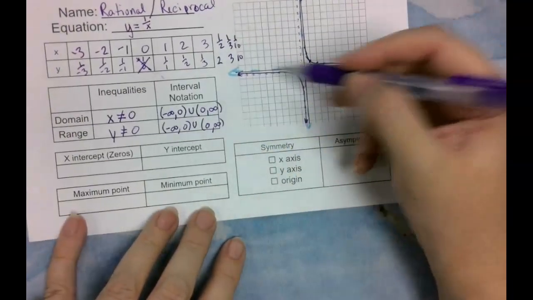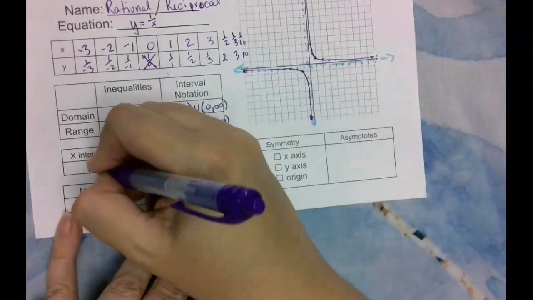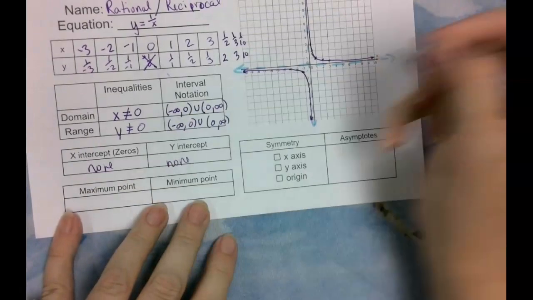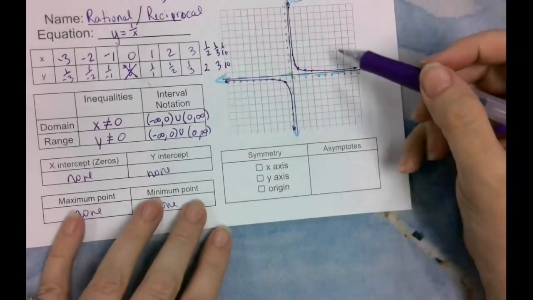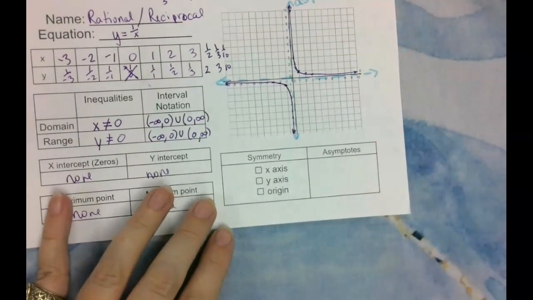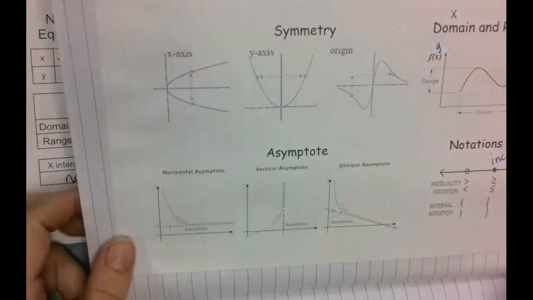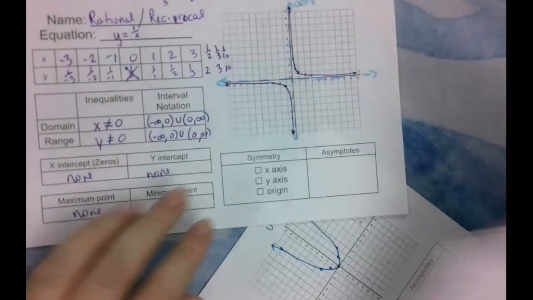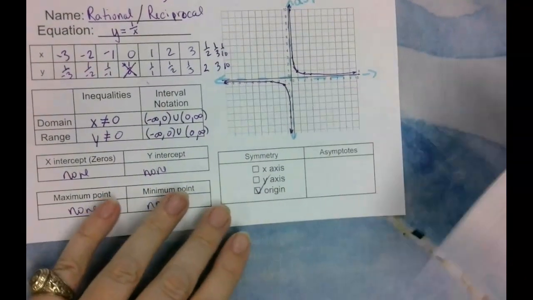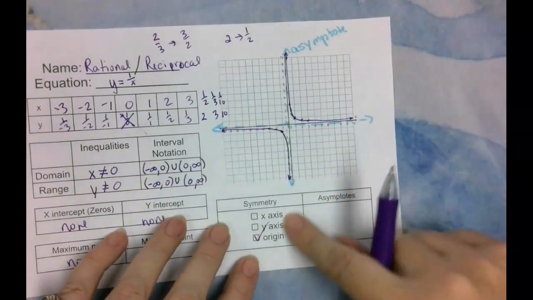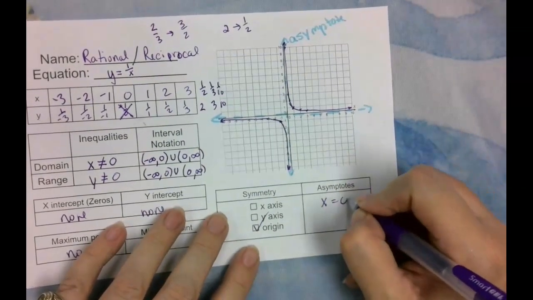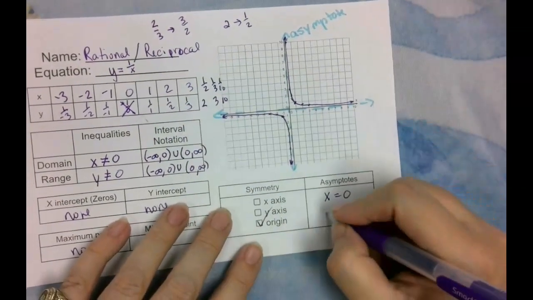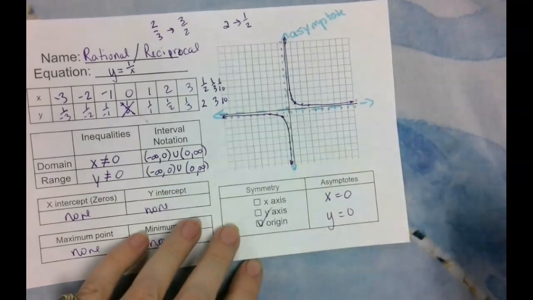All right, my x and y intercepts, there's none. It doesn't cross at all. Maximum and minimum points, it keeps going up and it keeps going down, so none. Symmetry. If we look back at our symmetry, we'll see what kind of symmetry this has. It's the origin symmetry. And finally, our asymptotes. We need to tell where these blue lines are. Well, this one is on the line x equals 0, and this one is on the line y equals 0. So this is our first one that's had asymptotes.